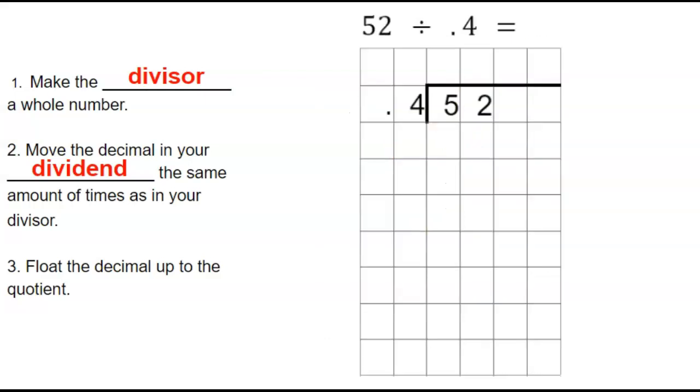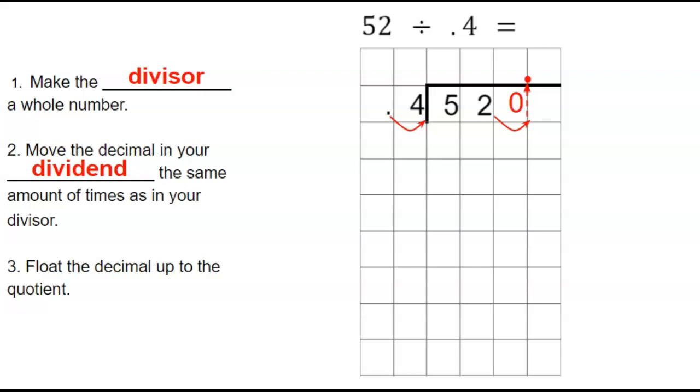52 divided by 4/10. 4/10 needs to look like a whole number. So we move the decimal in our divisor one time. And we don't see a decimal in our dividend of 52, but we know that it's at the end and we can move it one time to the right, and then we float our decimal up, but that reveals a 0.